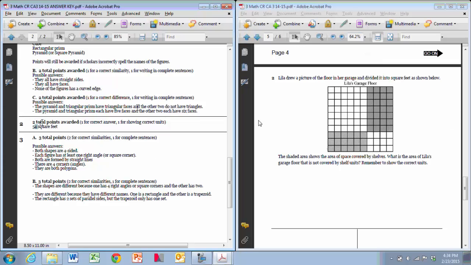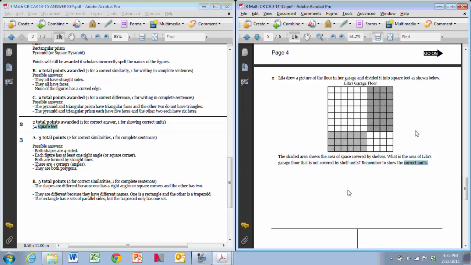That is worth 1 point. And then because the question says remember to show correct units, they get 1 additional point for writing square feet behind the correct answer for a total of 2 points. If scholars write that the answer is 46 square feet, they should only be awarded the 1 point for correct units, but 46 is the area covered by shelves that is shaded, and the question asks for the part not covered.